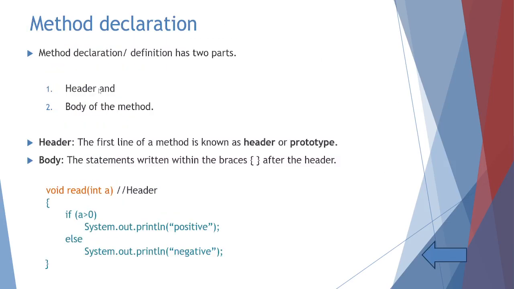Now, method declaration has two parts: header and body of the method. Header is the first line of the method, which is also known as prototype. In the example, that red colored words void read int a is nothing but a header, the very first line in the method. Now, body is the rest of it: within curly brackets, whatever you write is known as the body of the method.